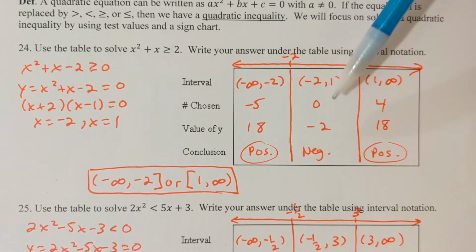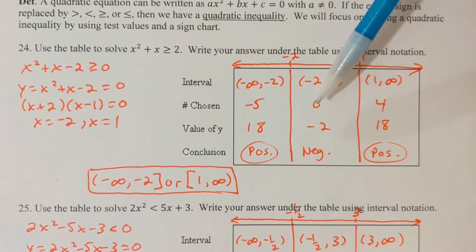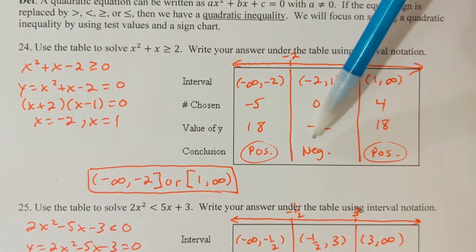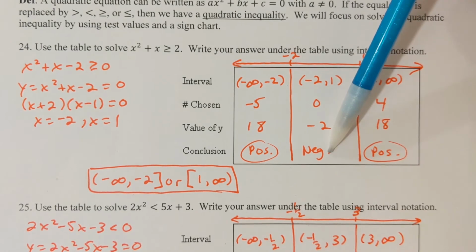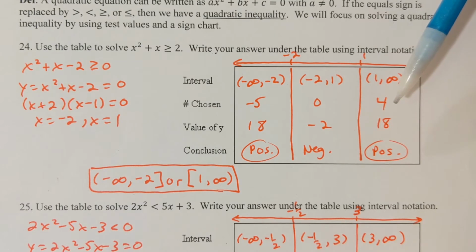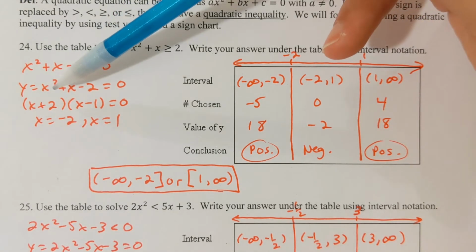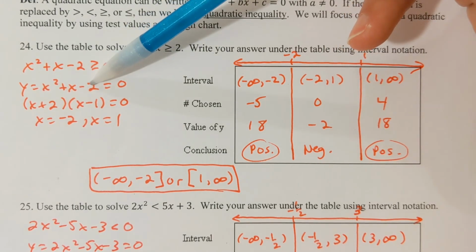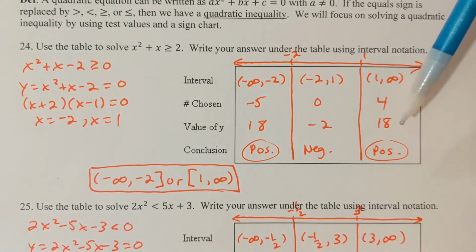Now I'll move on to the next one. I need to pick a number between negative 2 and 1. 0 is usually a good number if you're able to use it. Sometimes we can't use it, but if I let x be 0 here, I can see immediately that y is negative 2. So that's a negative number. I'll write negative there for the second column. And then in the last column, I need to select a number that is bigger than 1. 4, for example, is bigger than 1. So if I let x be 4, plug that in here: 4 squared is 16, plus 4 is 20, minus 2 is 18. 18 is a positive number.